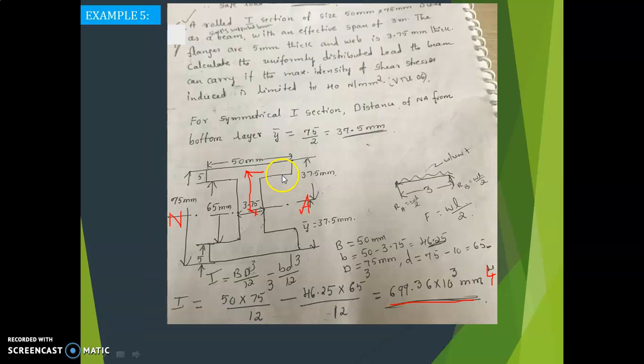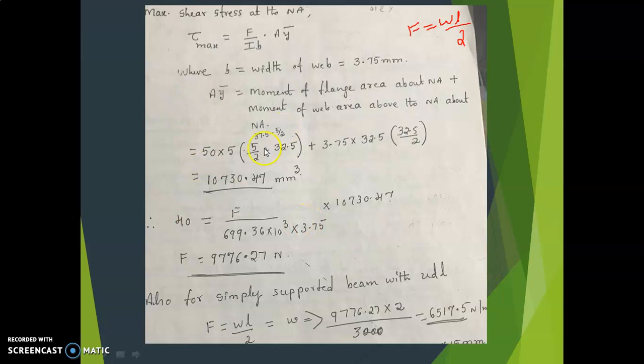Or you can consider this also. This total distance is 37.5, from here to here that is 32.5. From here to here, this distance is 37.5 minus 5, that is equal to 32.5. So what is y? We want here to here, that is 32.5 plus 5 divided by 2. Any way you can calculate, either 32.5 plus 5 divided by 2 or 37.5 minus 5 divided by 2.